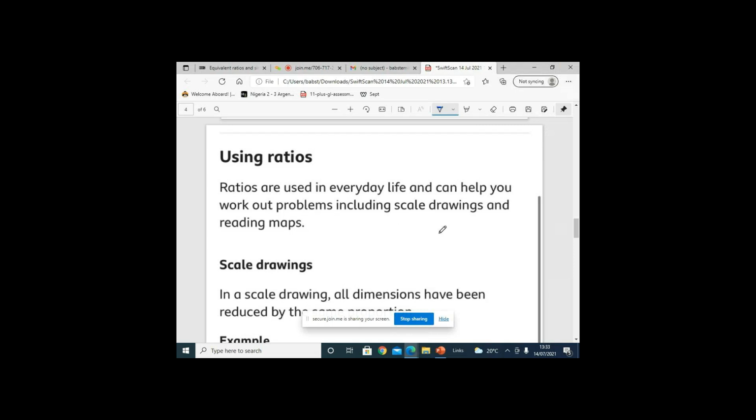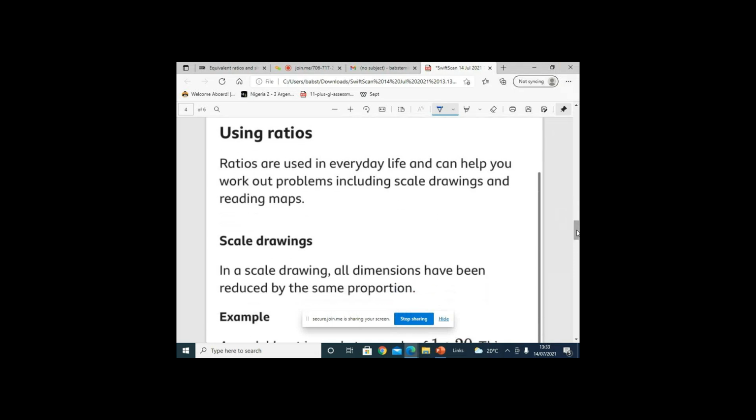So we can also use ratios too. We can use ratios in everyday life. Ratios are used in everyday life and can help you to work problems out, including scale drawing and reading maps.